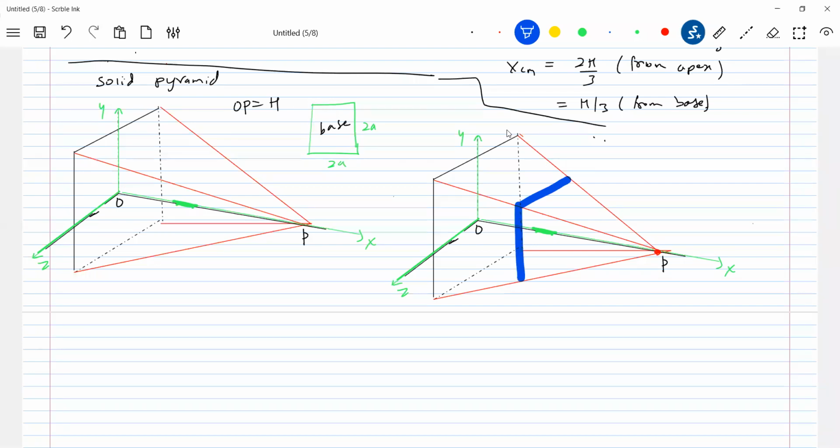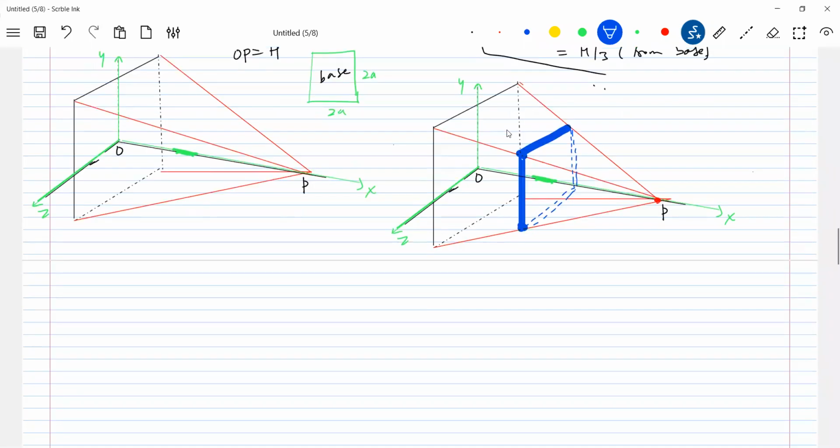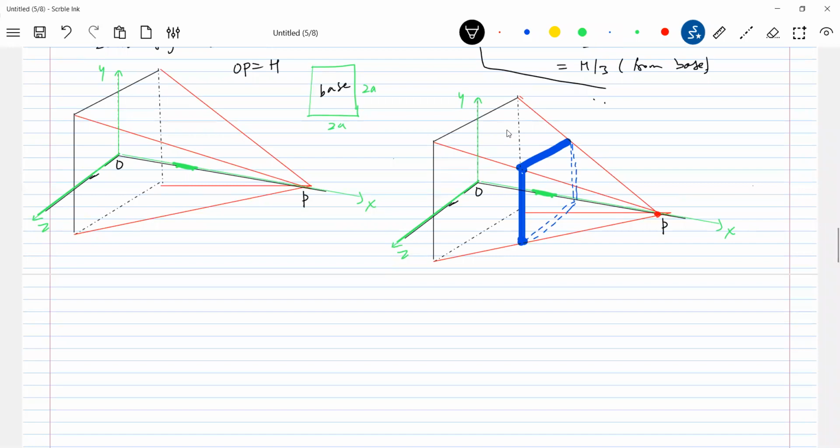A slice, shall I use the word slice? Square slice. This should be the elemental structure. Okay, now you define the thickness here. So you make it a one plane diagram so that it'll be easy for you.